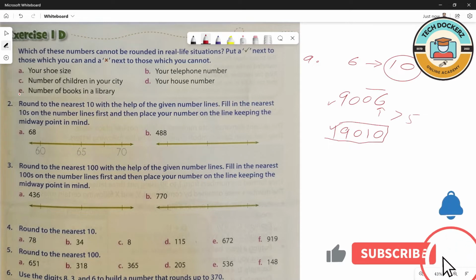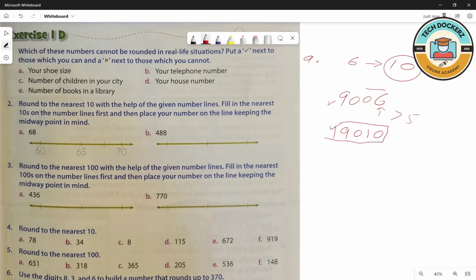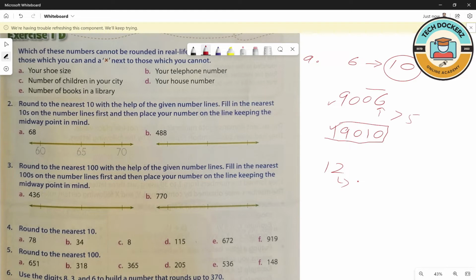Question number 1C, we will come back. Question number 1D, your house number. Let's say your house number is 12. What's the place value at the ones place? It is 2, which is less than 5. If you round the number 12 to the nearest 10, it will become 10. So if you give your friend the address that my house number is 12, in the end he will reach house number 10. Is it your home? All right, so you need to do it by yourself.